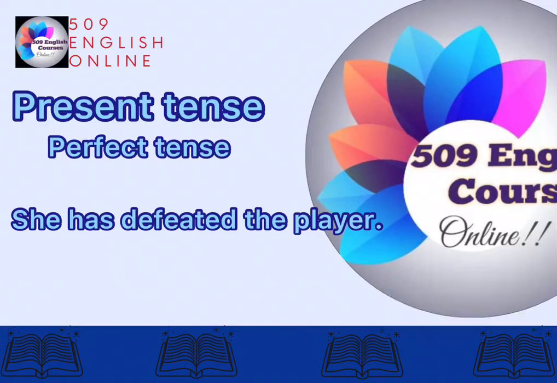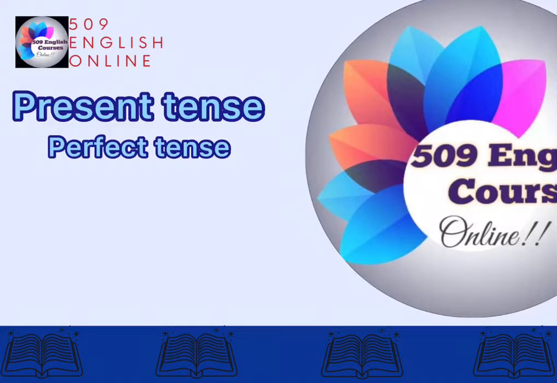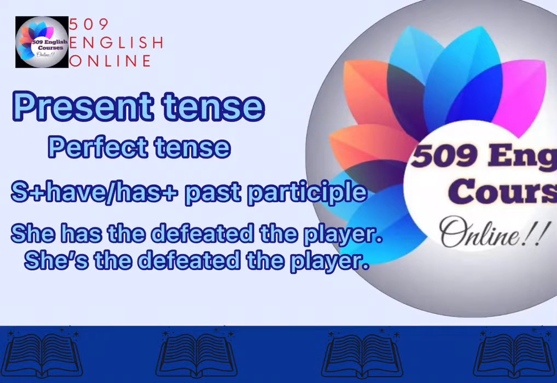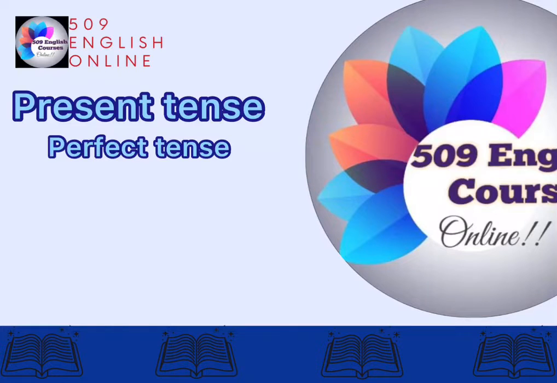The reason this is present perfect is because this action did happen in the past. It has an effect till this day. Like, for example, when the Chicago Bulls were the champions of the world. Till this day, those 6 championships still have an effect on the basketball community. Also, the present perfect tense formula is S plus have or has plus past participle. Like, for example, she has defeated the player or she's defeated the player. So since we got all of that covered, let's look at a couple of examples to better understand.